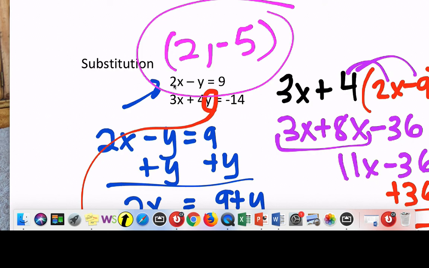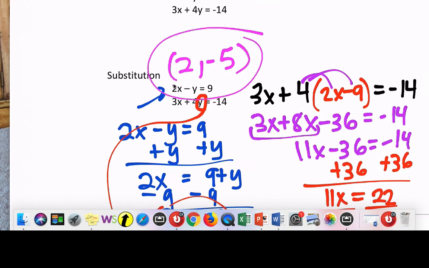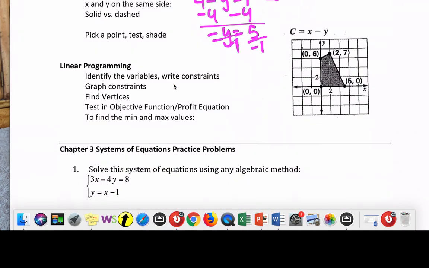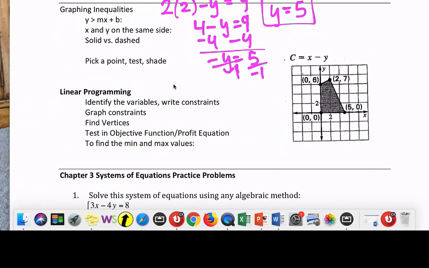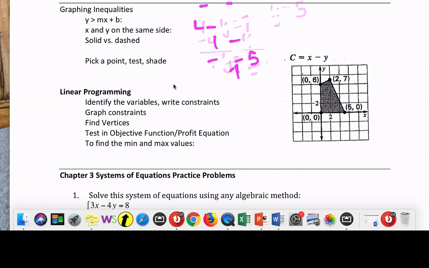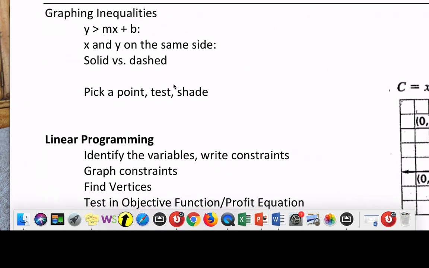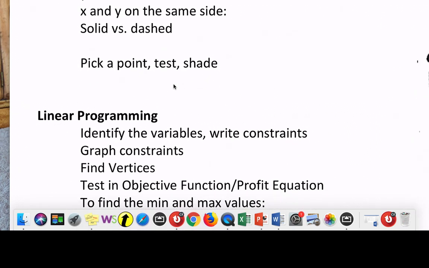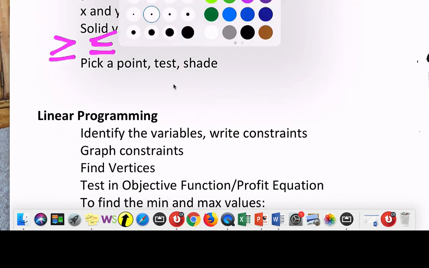Okay. Other things that we looked at this chapter, we looked at graphing inequalities. And I don't have an example here. But in inequalities, when you have a greater than or equal to, less than or equal to, or when you have a greater than or less than sign.